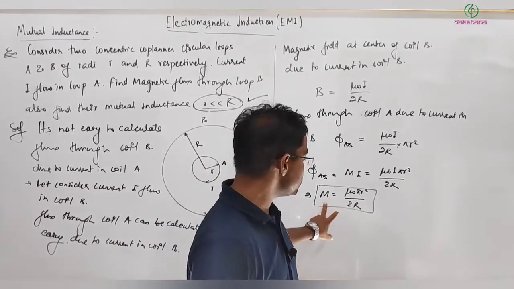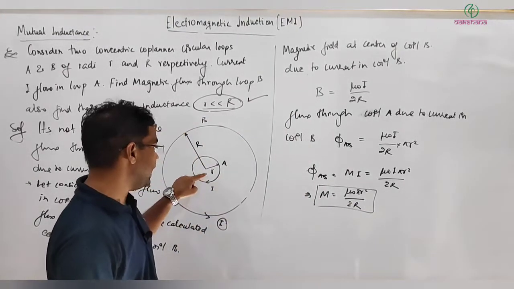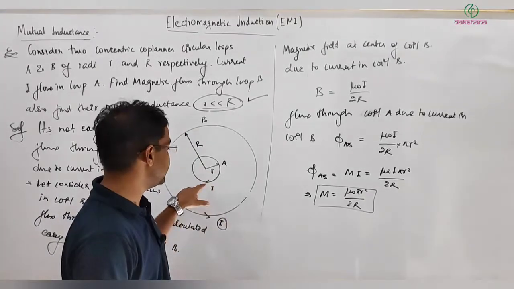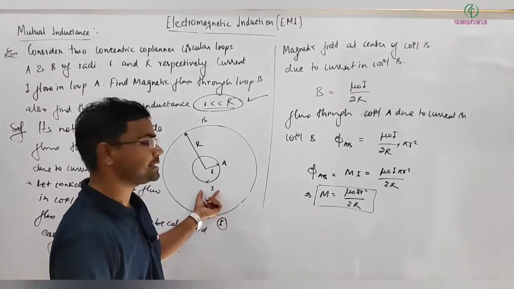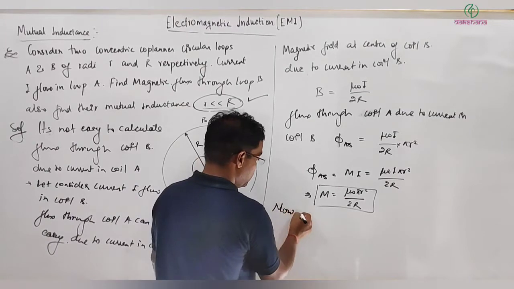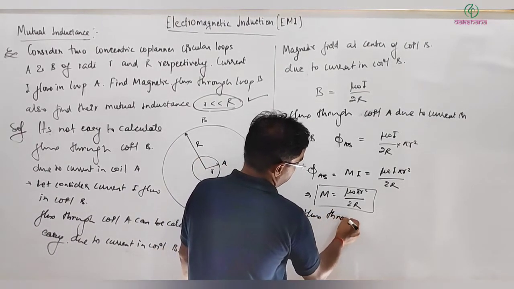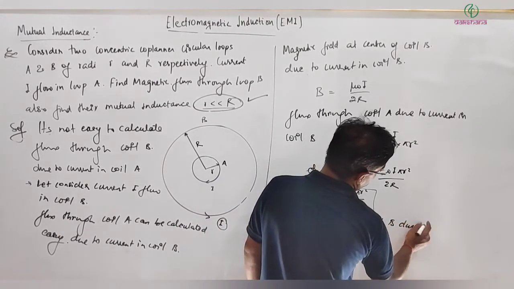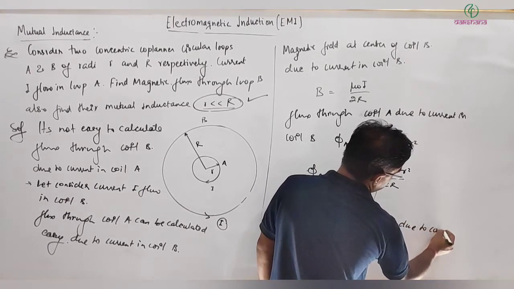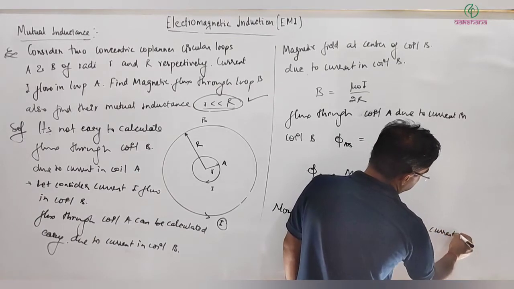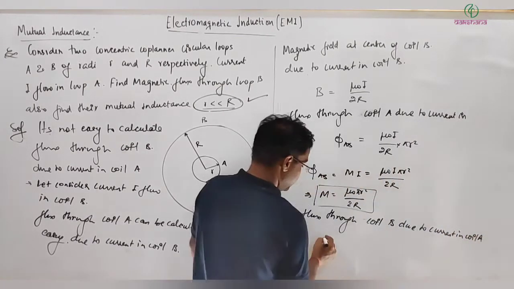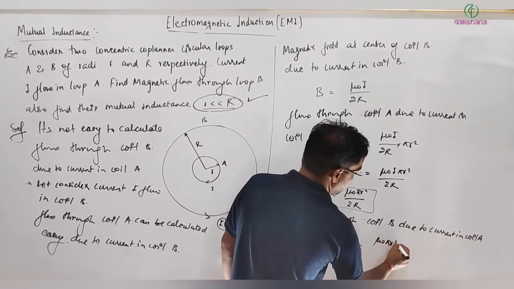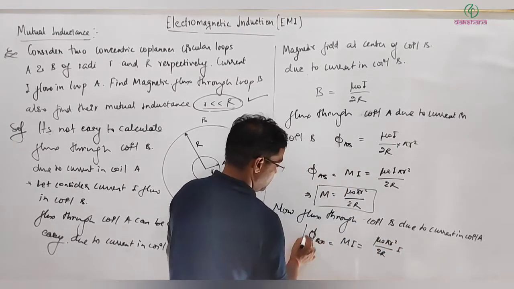Now with the mutual inductance I can easily write, if the current in coil A is I, then the flux linked to coil 2 or coil B due to current in coil A is given by M into this I. So now the flux through coil B due to current in coil A is given by M times I, and this comes out to be mu naught into pi r square divided by 2R multiplied by I, and this is the answer.